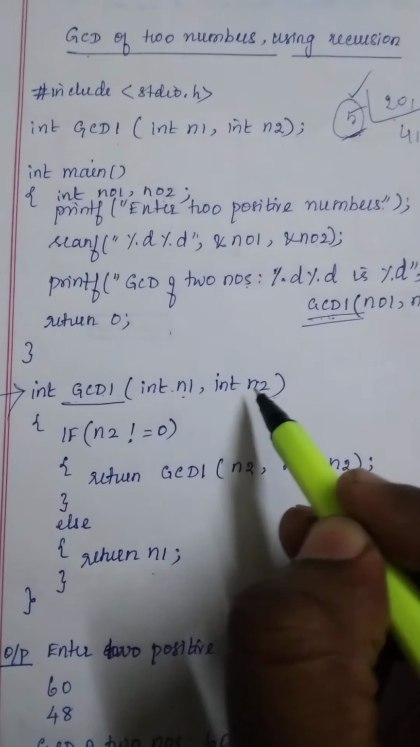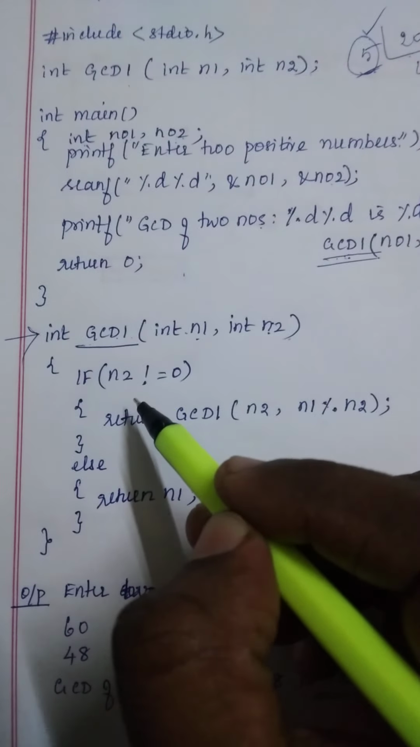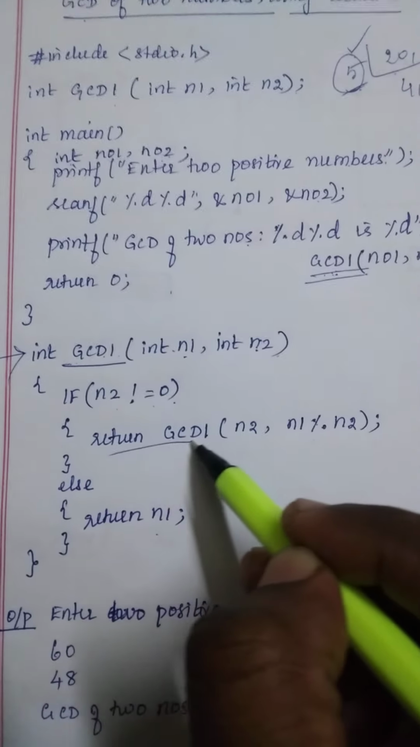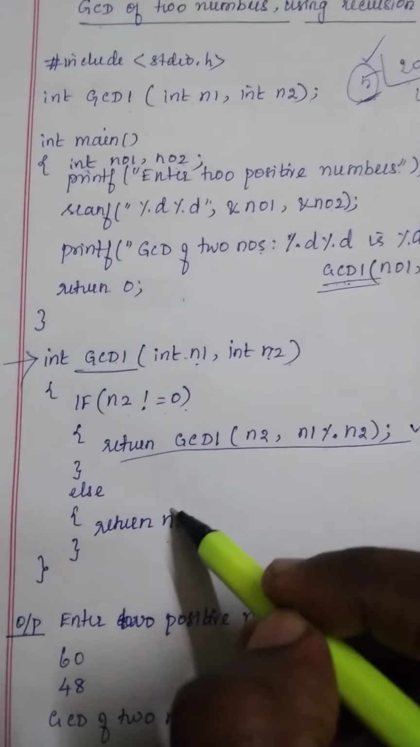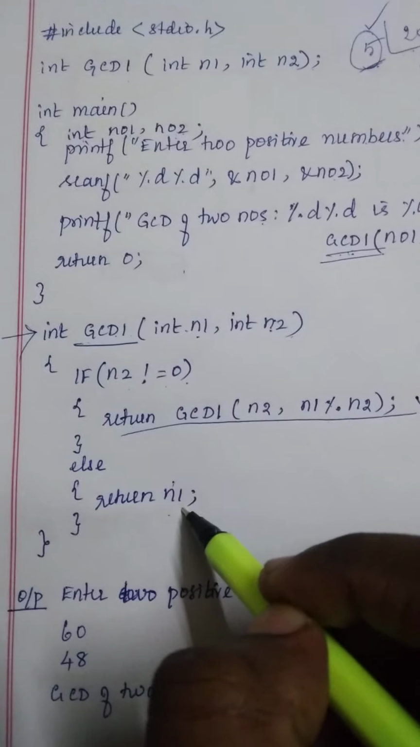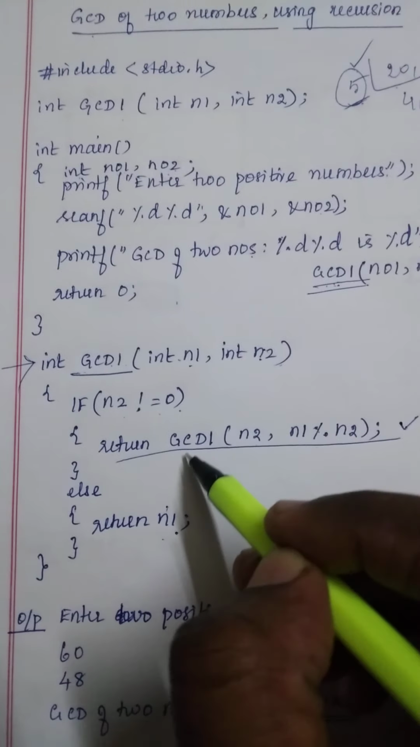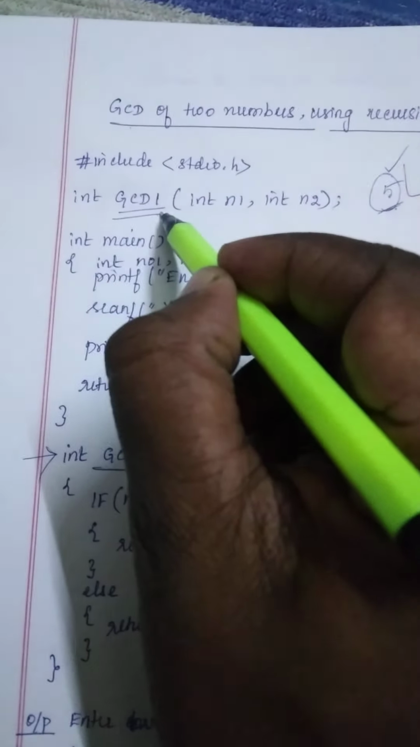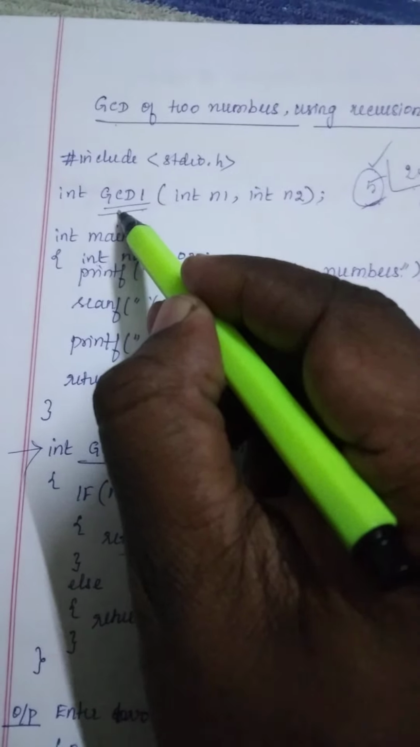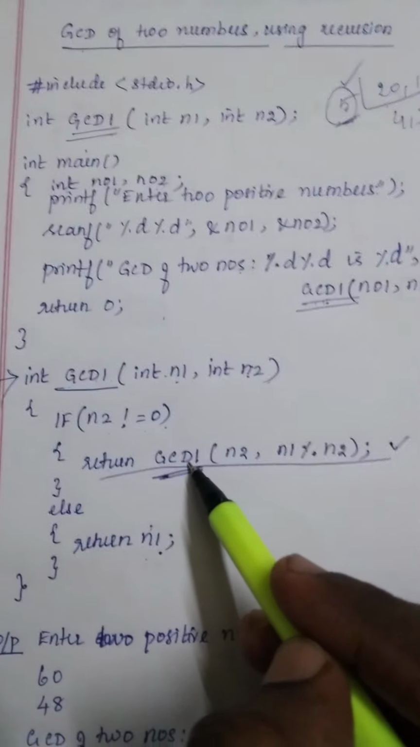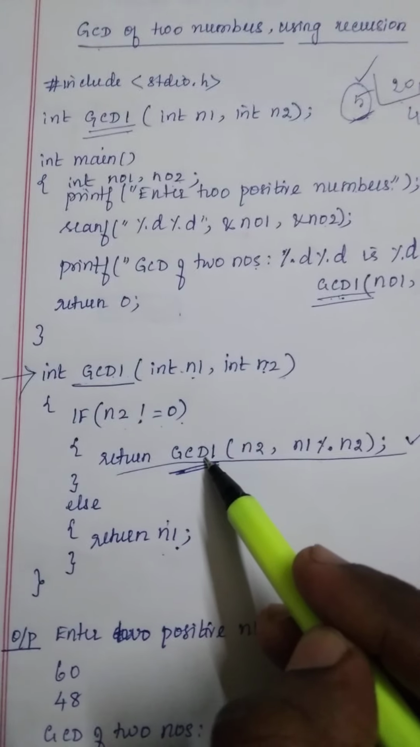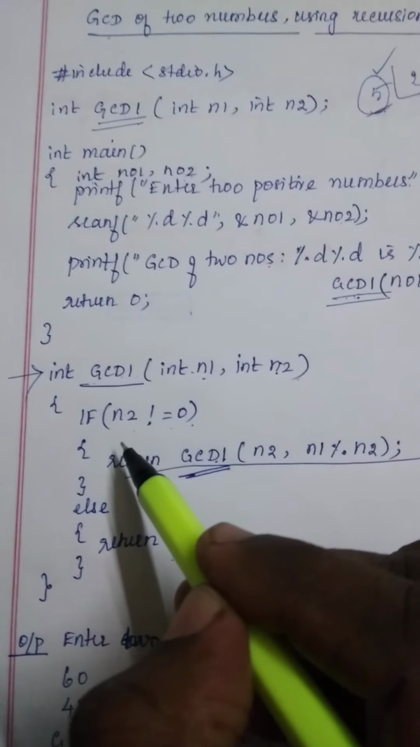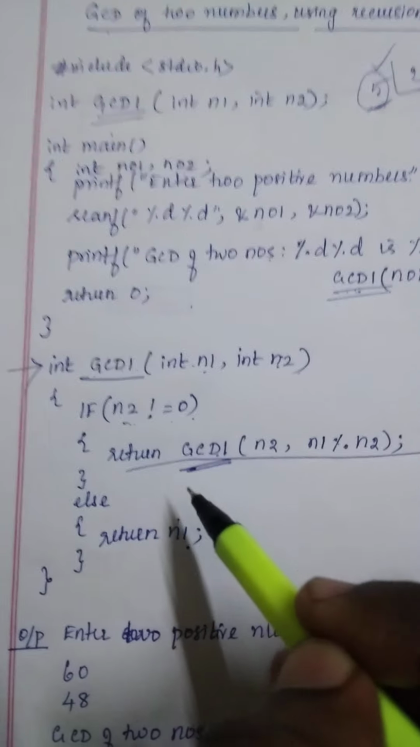When the program counter sees this line, it immediately goes into GCD 1 of two arguments n1 and n2. The logic is: if n2 is not equal to 0, this particular line will be performed, else it will return n1 and n1 will be the GCD. So it's recursion, everywhere the same function GCD 1 will be called. The recursive function GCD 1 continuously calls itself until the value of n2 is equal to 0.